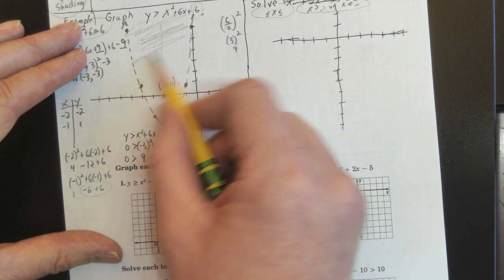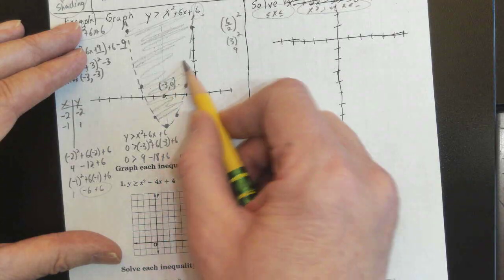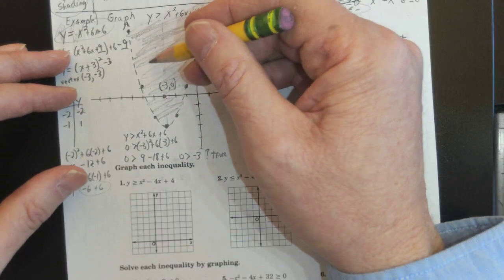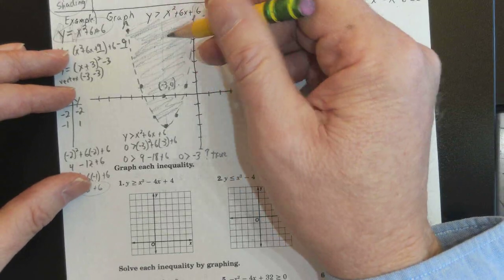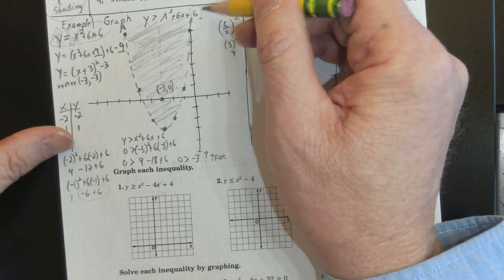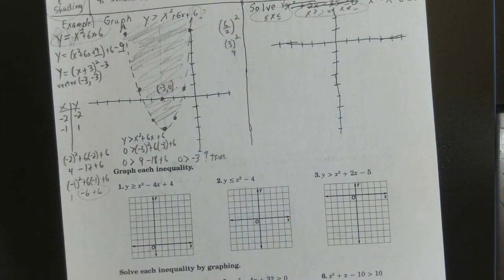Where am I shading? Inside. If the point is inside, it's true. We shade inside the parabola. Any ordered pair inside the parabola will be true. Those are all solutions to this. The solutions are ordered pairs here. So that's why we do the shading. We're shading the region that has the right ordered pairs in it. Okay?